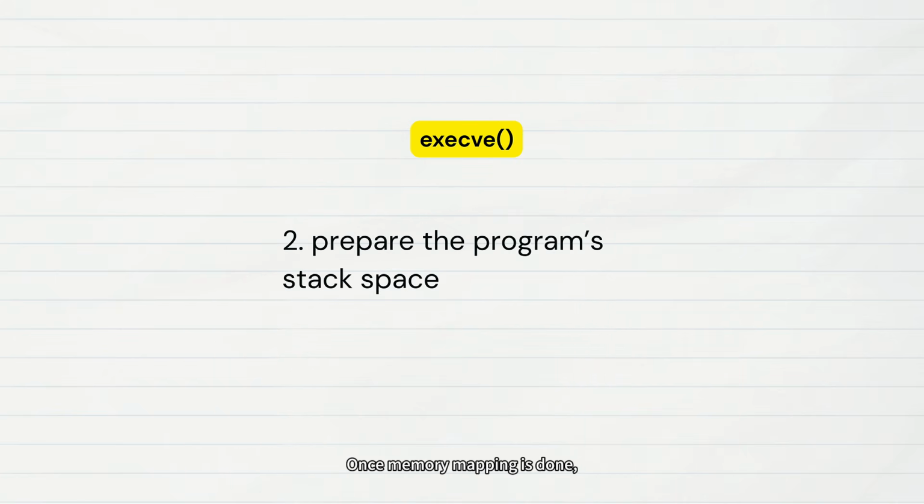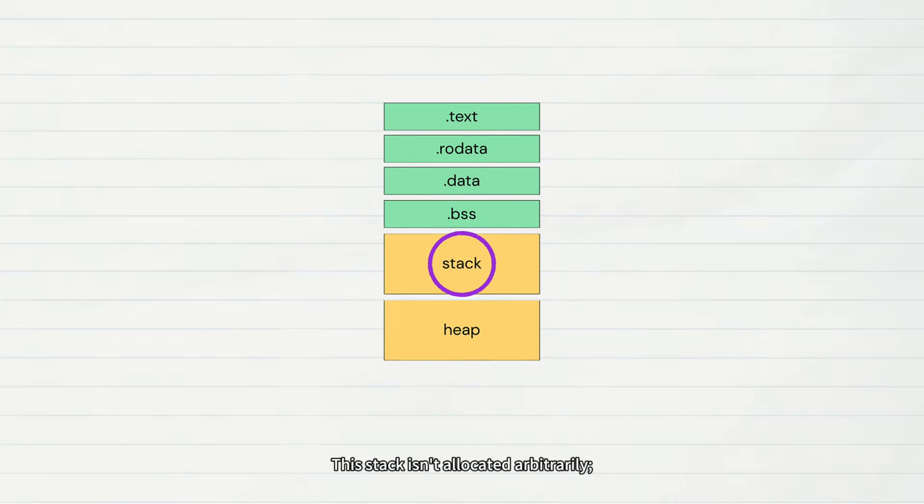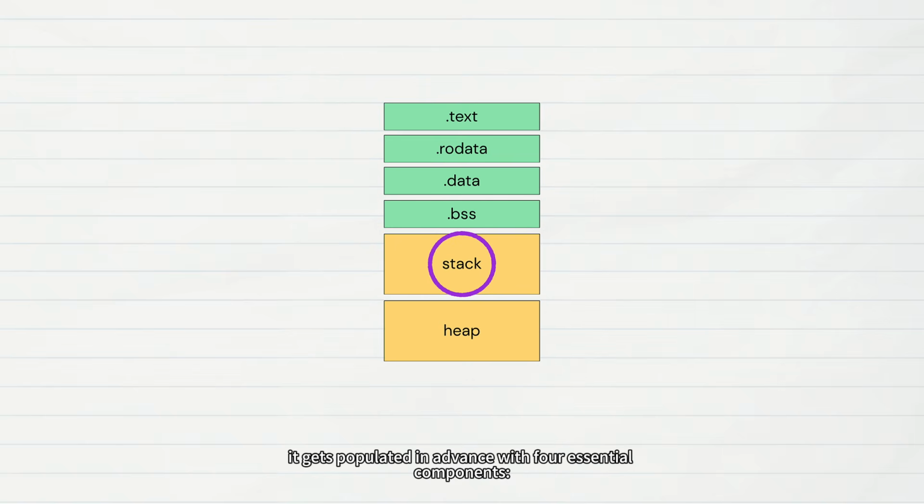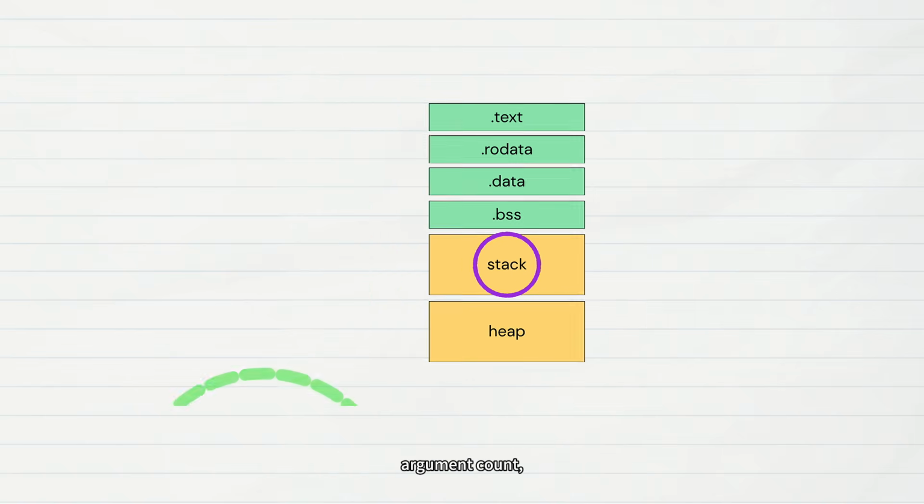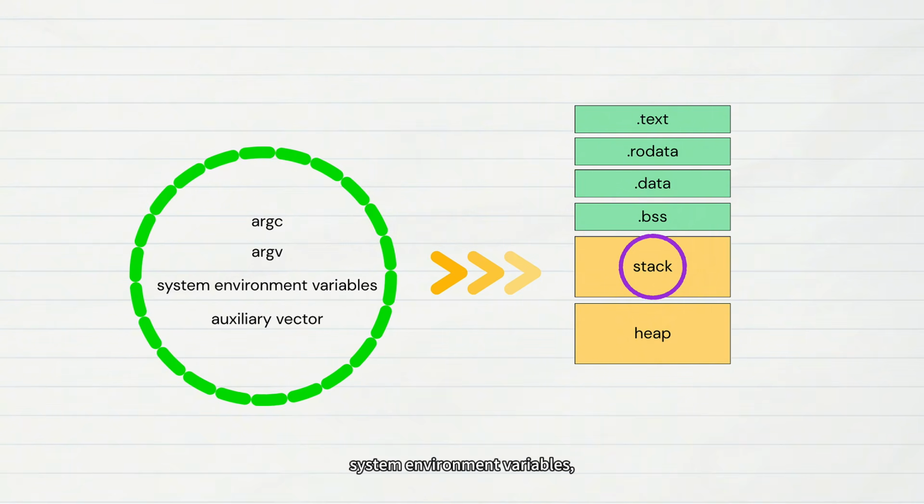Once memory mapping is done, the OS proceeds to prepare the program's stack space. This stack isn't allocated arbitrarily. It gets populated in advance with 4 essential components: argument count, the argument values array, system environment variables, and the auxiliary vector. The auxiliary vector is a detail many people overlook.